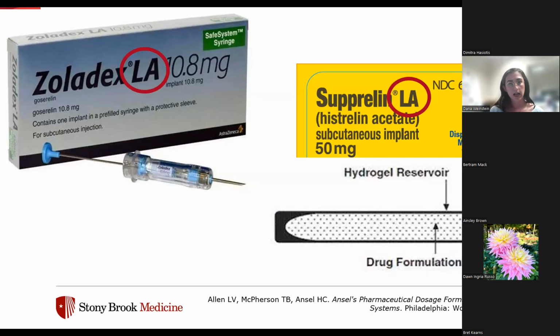And then on your right-hand side in the yellow box, we have Histrelin implant, which has a reservoir drug delivery system to continuously deliver the medication over 12 months when injected subcutaneously. So this is pretty similar to the hydrophilic oral modified release dosage form that I mentioned before. So it has that hydrophilic core or plug, and this one has a hydrogel reservoir.